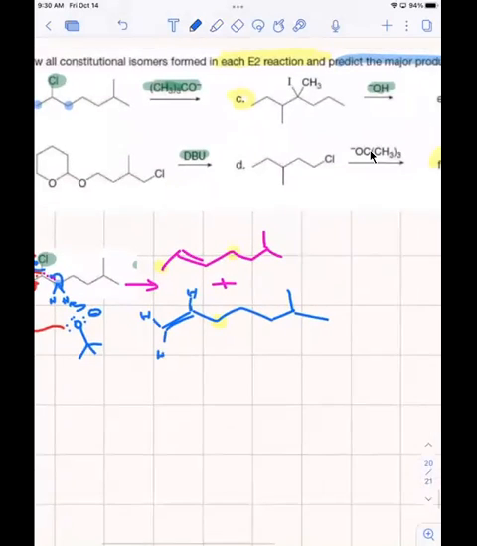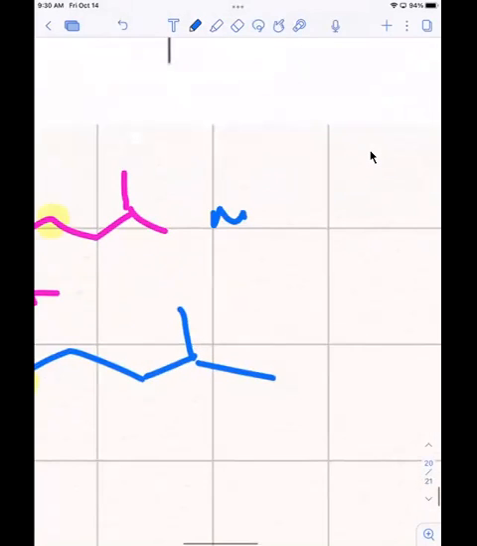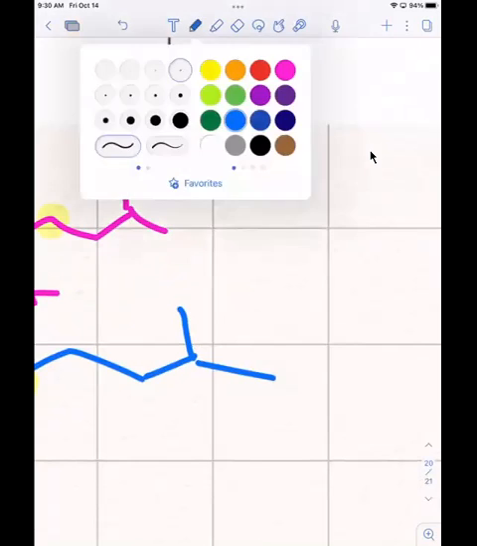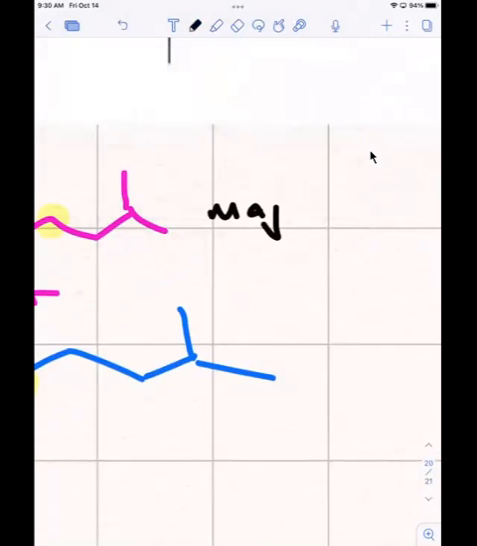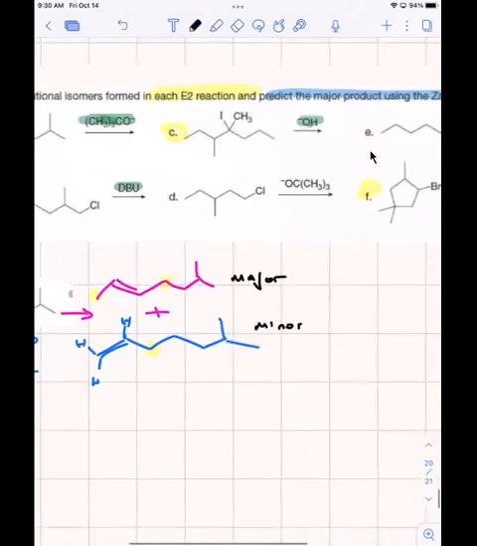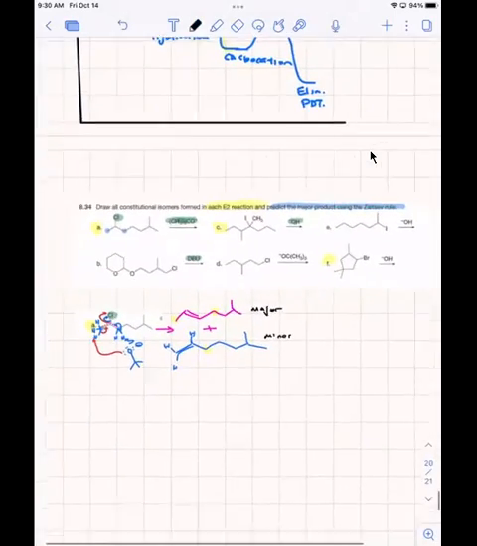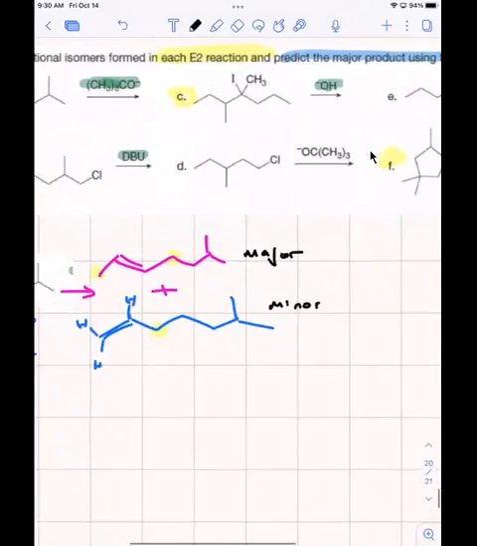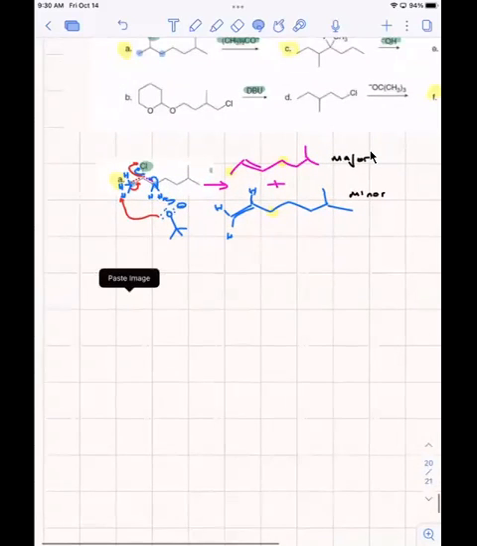So the first one is your major. Yes, so this is major, and then this is minor. All right, let's do C. I'll just go ahead and cut it. We're not gonna go through the arrows because I want to have time to do some E1 reactions as well.